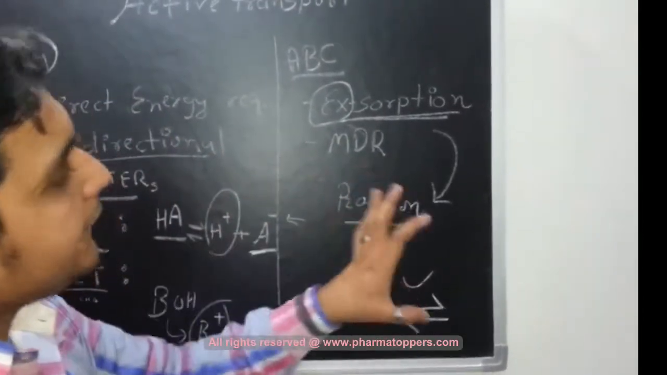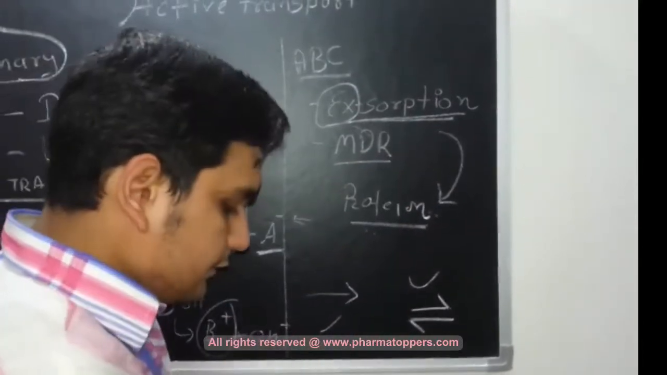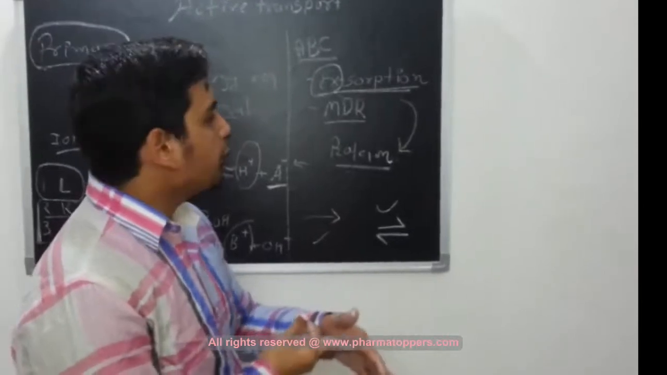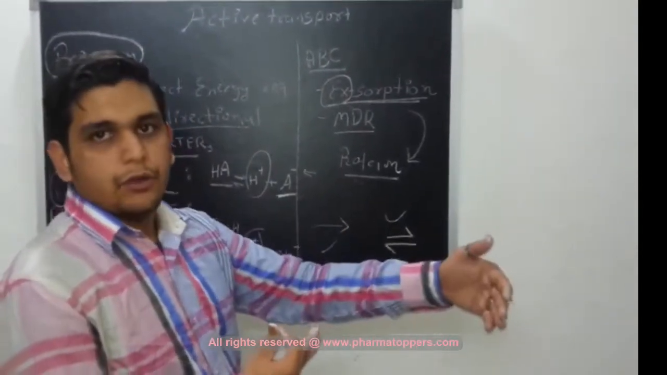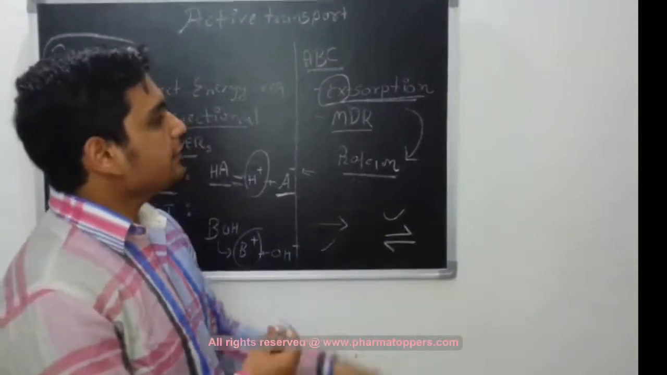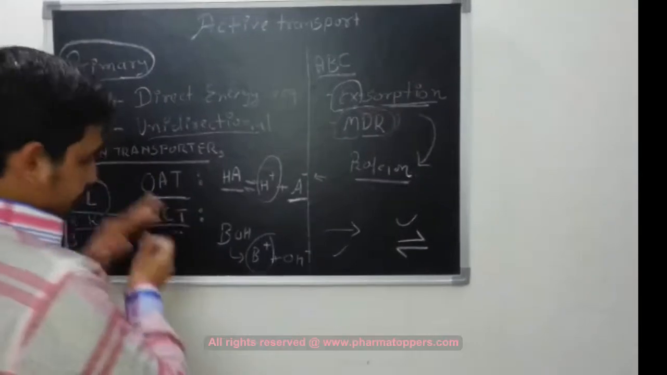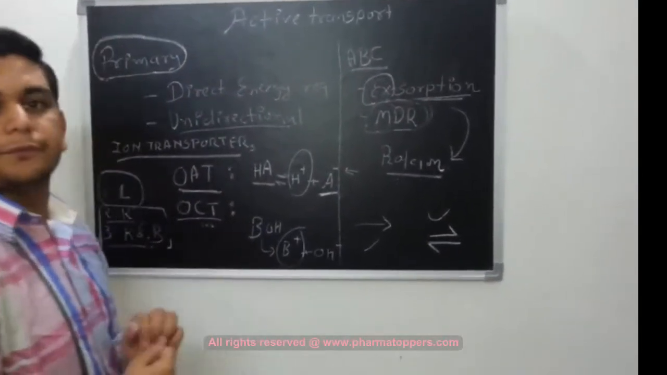It is mainly responsible for multi-drug resistance. We all know that PGP mainly acts on lipophilic molecules; the drug molecule binds to the PGP and is effluxed out. So the action is terminated, and it is responsible for multi-drug resistance. So this is all about primary transport. Now we will move toward secondary transport.